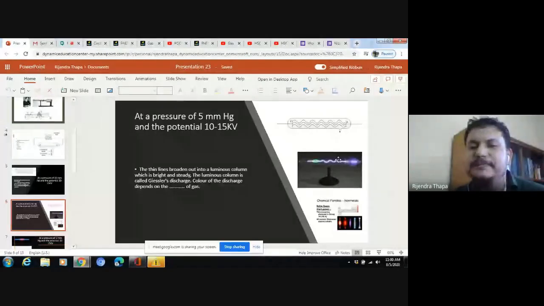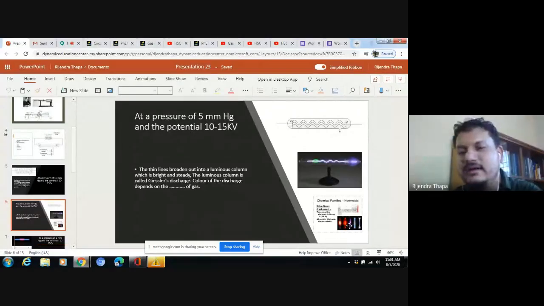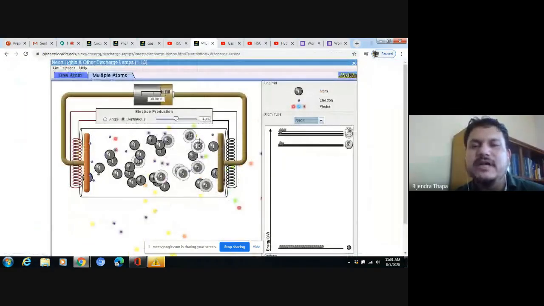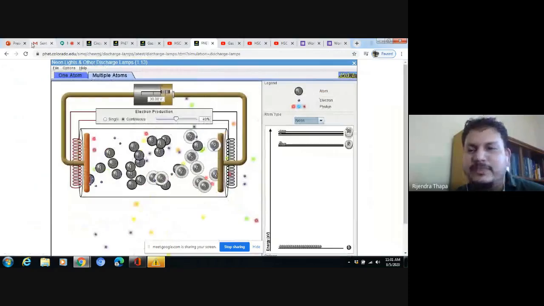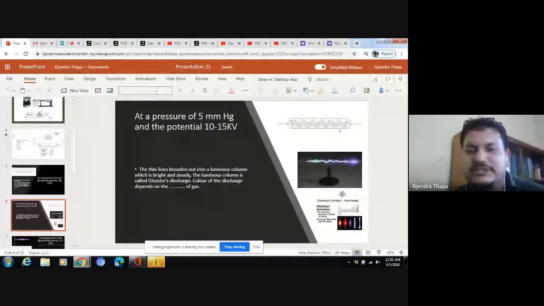The color of the discharge depends upon the nature of the gas, which we discussed just before this slide. We have already discussed this in the simulation. When it was neon, a different color was seen, and when it is hydrogen, a different color is seen. So at 5 mm of Hg, the thin line broadens out into a luminous column, which is bright and steady. The luminous column is called glow discharge, and the color of the discharge depends upon the nature of the gas.